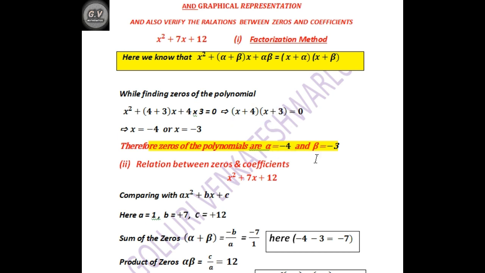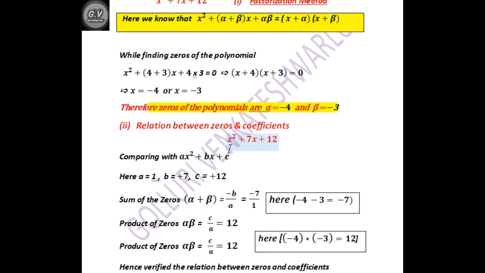Now we are going to verify the relation between zeros and coefficients. The given quadratic polynomial is x square plus 7x plus 12. According to the standard form of a quadratic polynomial, ax square plus bx plus c, a is equal to 1, the coefficient b is 7, and c, the constant term, is 12.